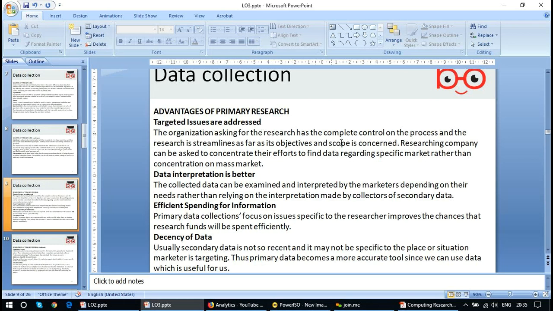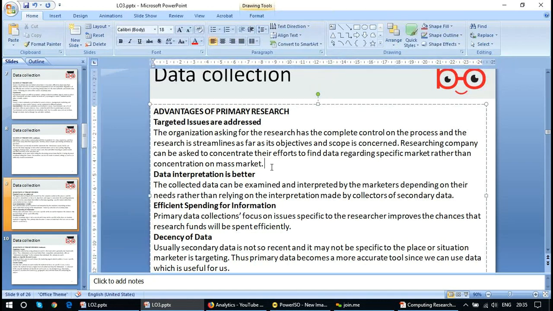The organization asking for research has complete control over the process, and the research is streamlined as far as its objective and scope are concerned. A researching company can be asked to concentrate their efforts on finding data regarding the specific market rather than concentrating on the mass market.